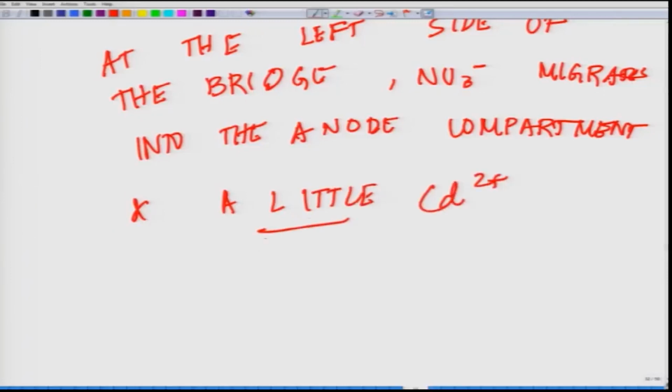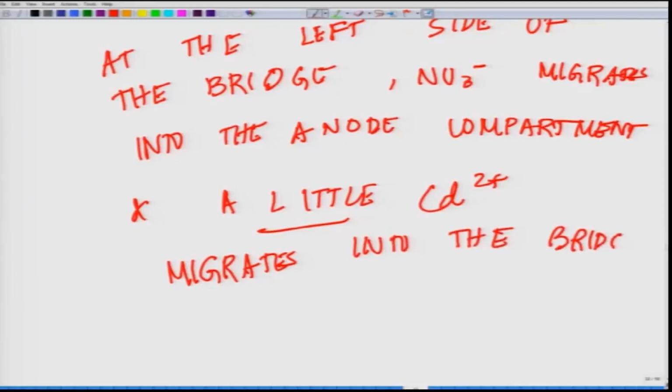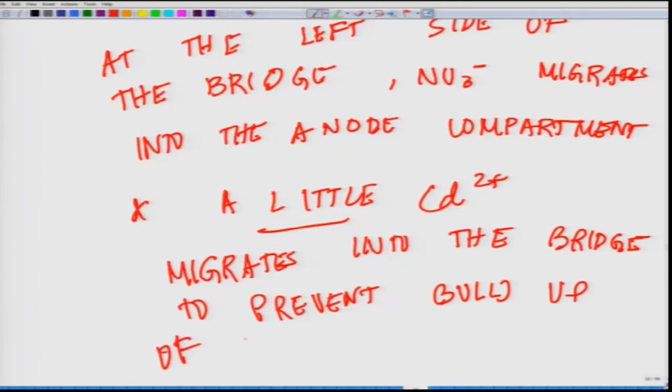And a little Cd2 plus migrates into the bridge to prevent buildup of positive charges on the anodic side.